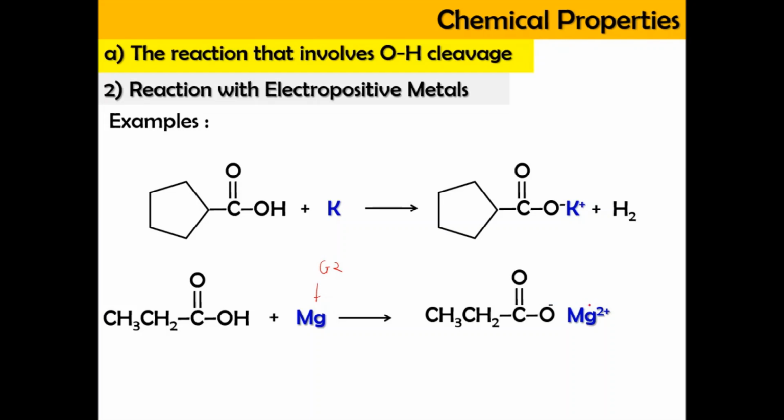Okay, as what you can see here, the charges are not balanced. So what we're going to do is bracket the carboxylate ion and put the number 2 here at the bottom, so that the charge is neutral, 2 minus and 2 plus here. Okay, and the byproduct here is going to be the same, which is the hydrogen gas.